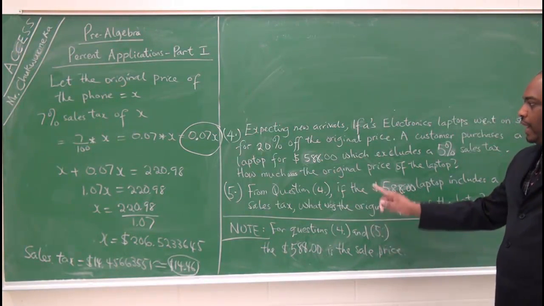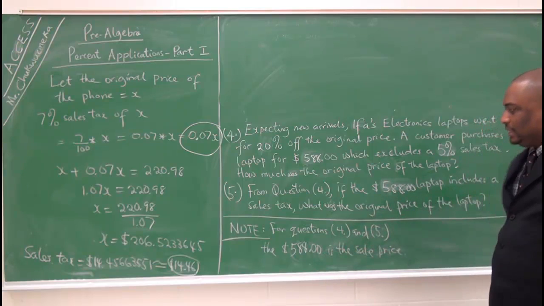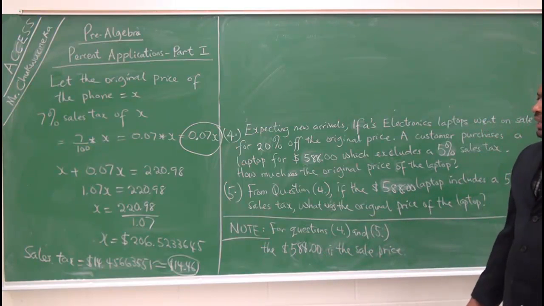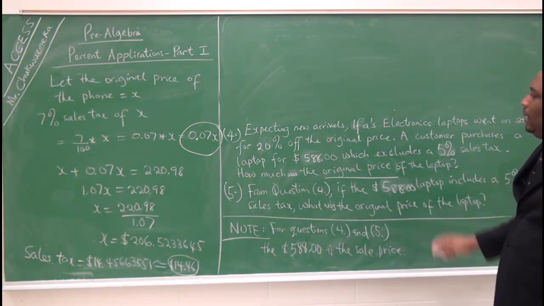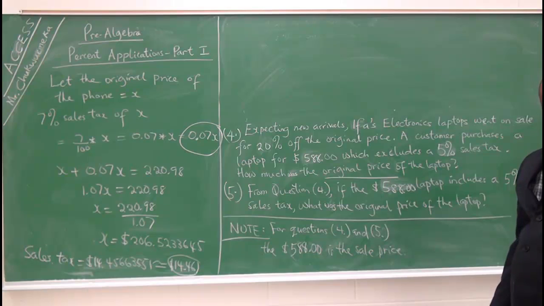Okay, for questions 4 and 5. $588 is the sale price, and they want you to find the original price. Okay, let's think about how we will do this question.